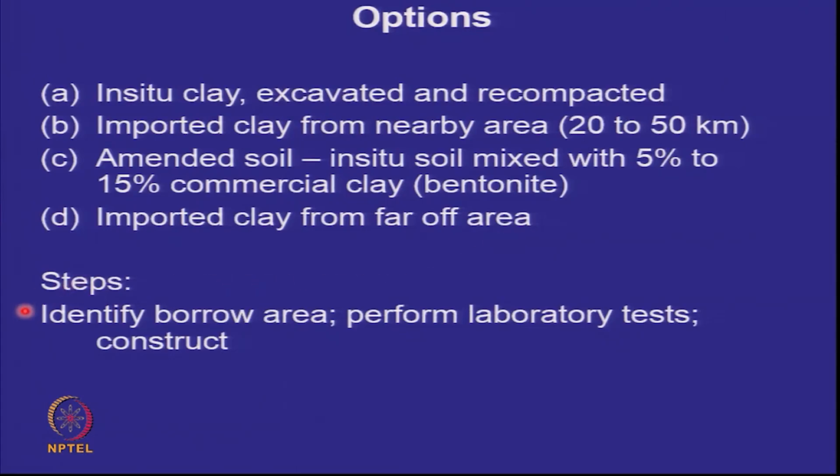So the steps typically are to identify a borrow area from where the clay is going to come. Suppose you have a borrow area, but the clay still does not have permeability less than 10 to the power of minus 7 centimeters per second because it is clay silt. Then you can bring it from the borrow area and still do the amended soil. That means you still add the commercial bentonite to it, and then you will get the permeability. So you have to perform laboratory tests and then you have to construct.